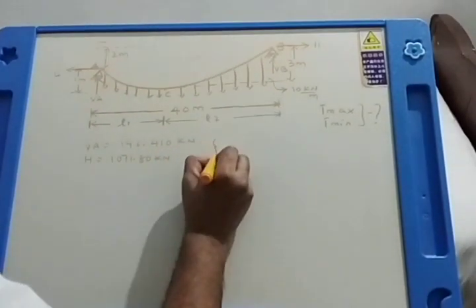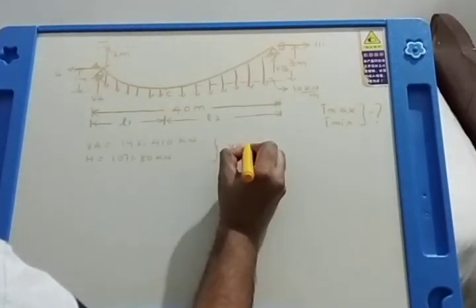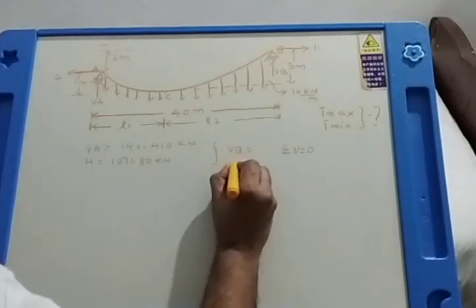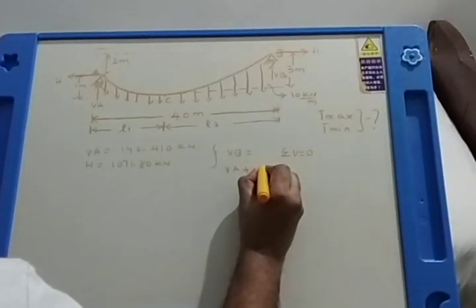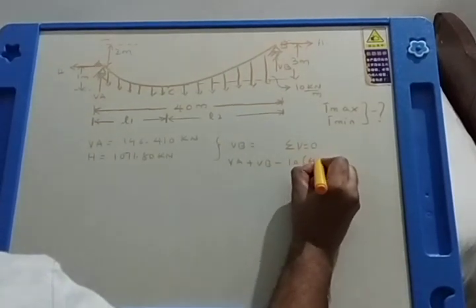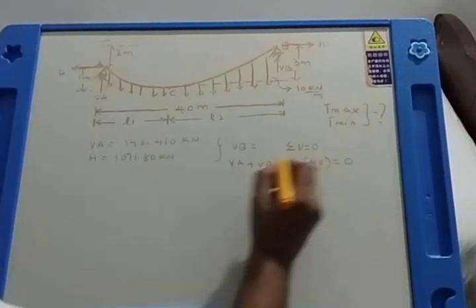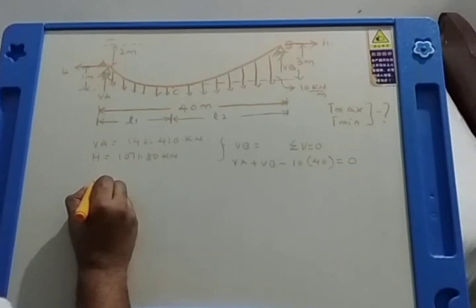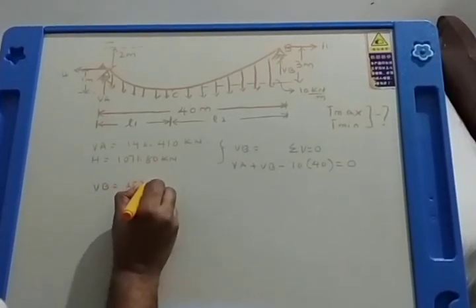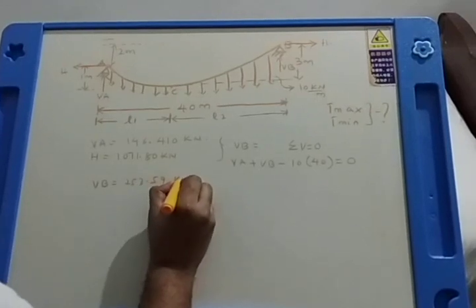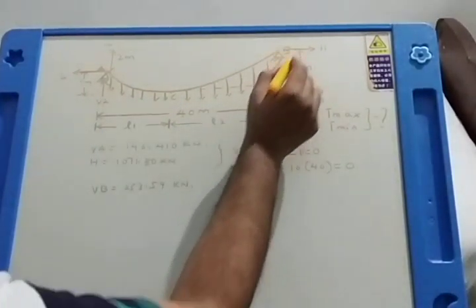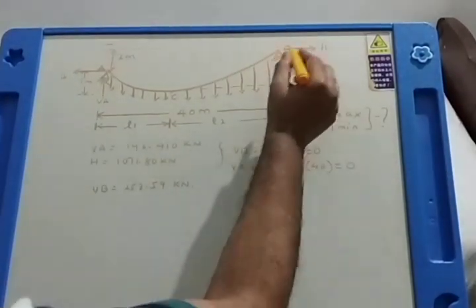Then we can easily find out VB by writing sigma V equal to 0. What is sigma V equal to 0? VA plus VB minus the total UDL, 10 into 40, is equal to 0. And if you do the calculation, you're going to get VB, which should naturally be greater, VB equal to 253.59 kilonewton. So we found out VA, we found out VB, we also found out the horizontal pull.